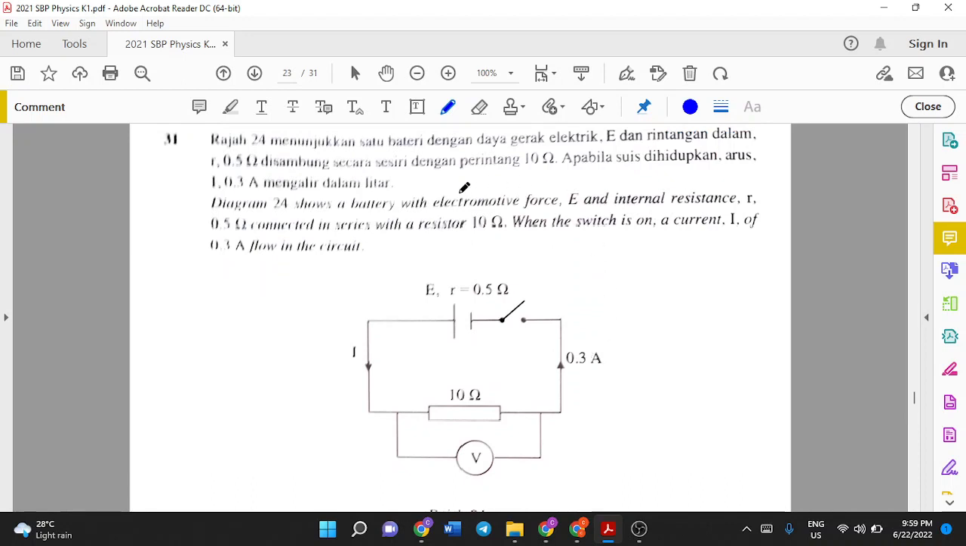So first let's understand what is the meaning of electromotive force. Electromotive force is the work done to carry 1 coulomb of charge to complete the whole circuit. Okay, the keyword is whole circuit. Okay, and what is the internal resistance? Internal resistance is the resistance against the moving charge.